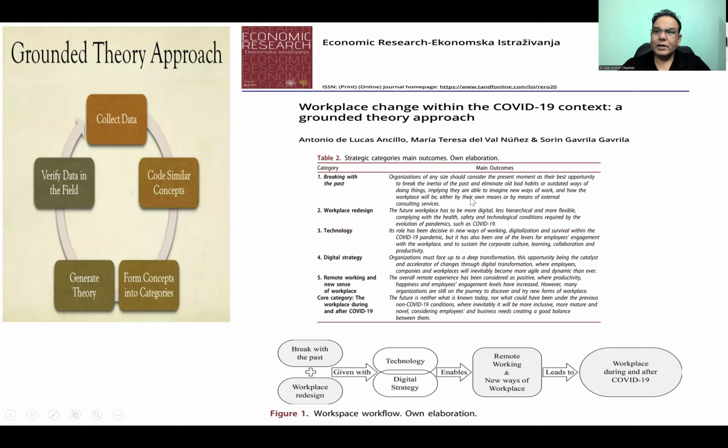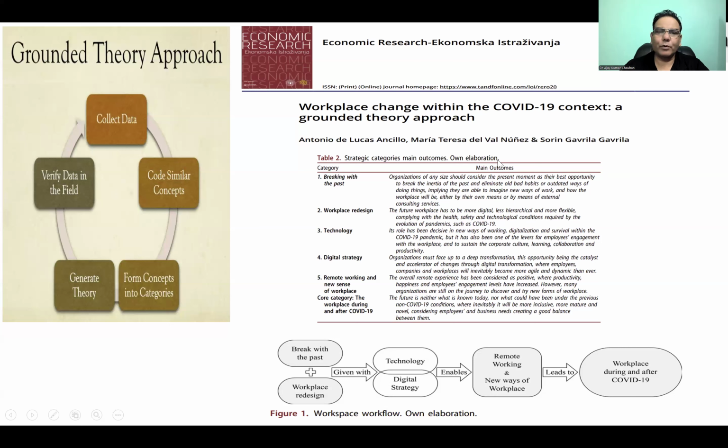Whenever you are writing a grounded theory approach based paper, like this paper, "The workplace change within the COVID-19 context: a grounded theory approach", there are two main outcomes of any research based on grounded theory. Number one, you have to find out some nodes. These are known as important themes, and these are the descriptions of the themes.